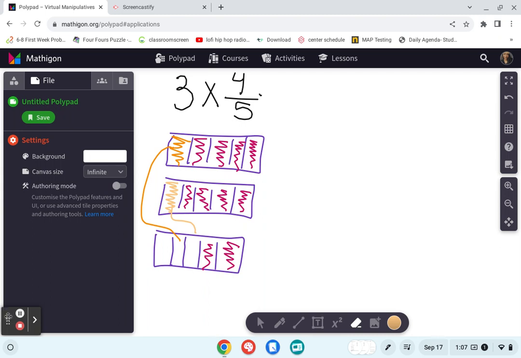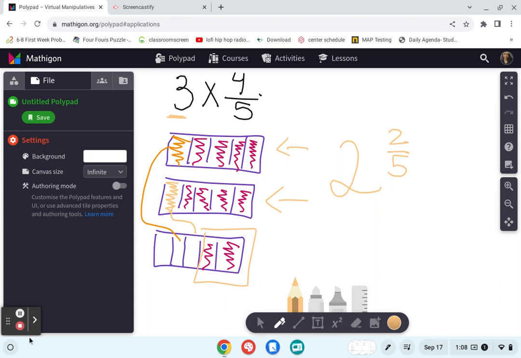So now I have 3 groups of 4/5 that I am filling in to make sure all of my models are completely filled in. And when I do that, I am left with 2 full models, right? And what is this fraction down here? 2/5.